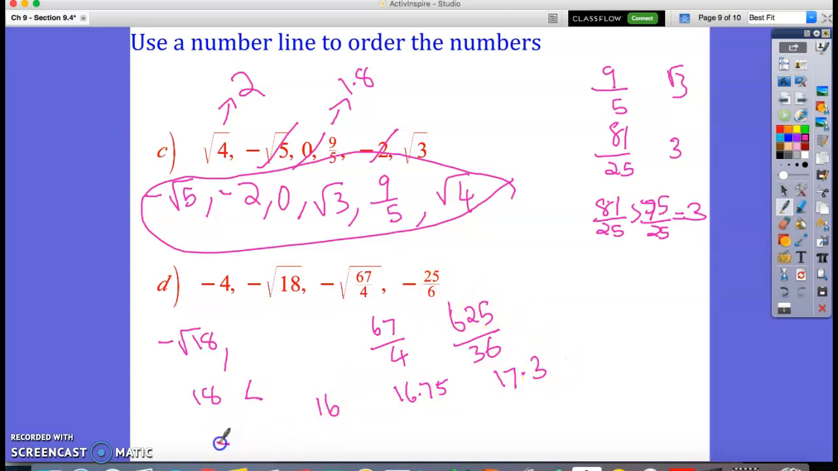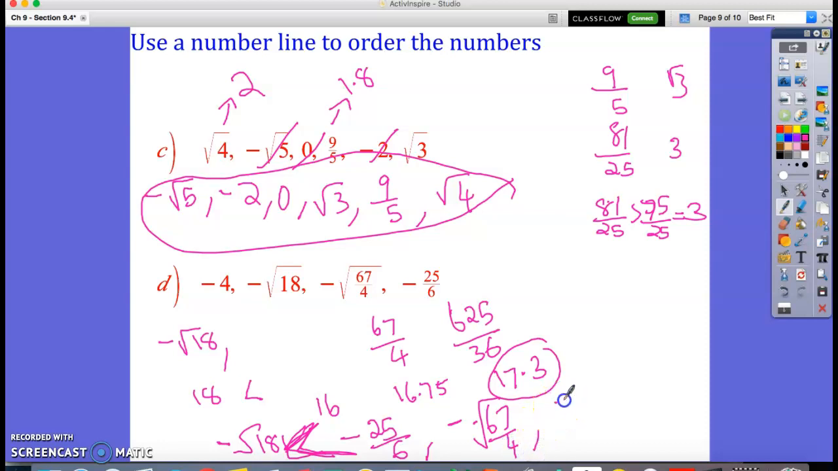So we start with negative square root of 18, then this, right, is less than negative 25 over 6, and then what comes next? This one, right? So that will be negative square root of 67 over 4, and the other one is negative 4. Yeah, you probably had this. The easiest way is to square everything. So that's basically it.